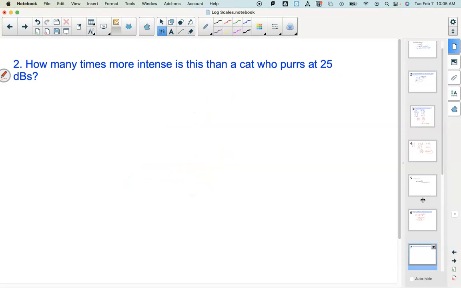How many more times intense is this than a cat who purrs at 25 decibels? All right, so a purring cat. How many more times intense is that rifle shot than this cat purring? Well, let's set 25 decibels equal to 10 times the log of P over P sub 0, and let's solve this for P. I need to divide by 10 first.